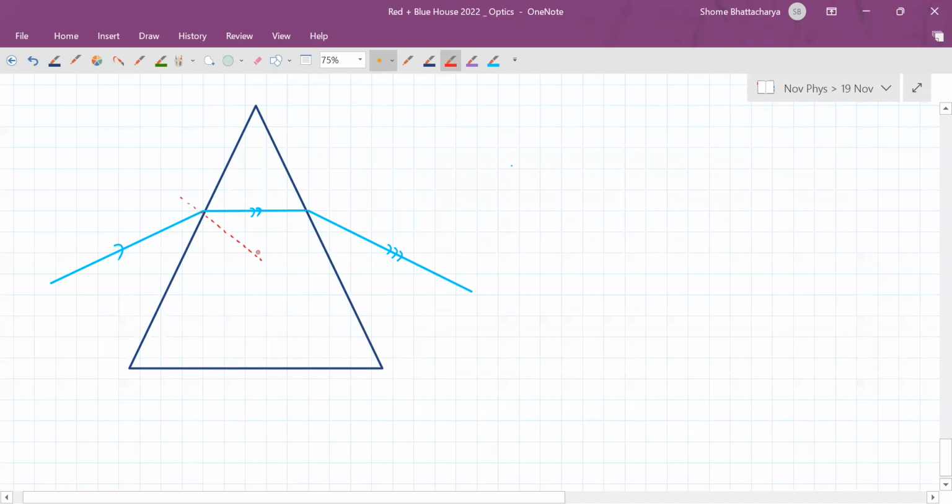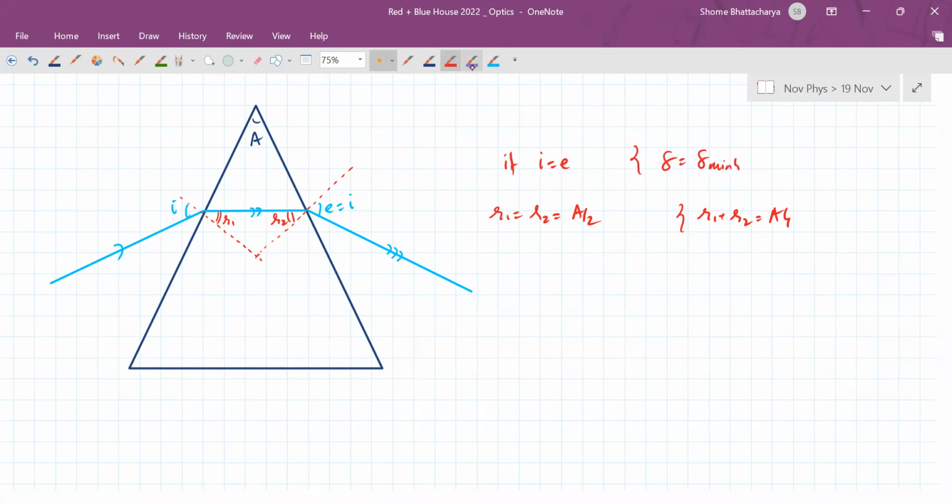This quadrilateral will also have that symmetry. So we have the condition that I is equal to E. Then we'll have the condition that R1 is equal to R2, so both become A by 2, because then this deviation angle becomes the minimum. So even this other triangle that we had drawn earlier also has a symmetry.